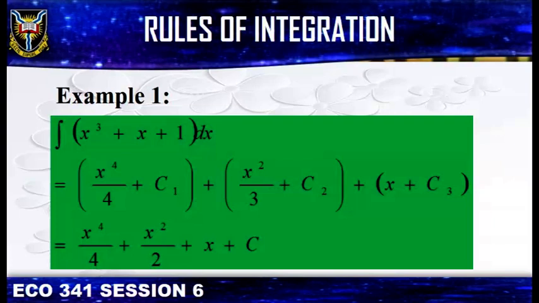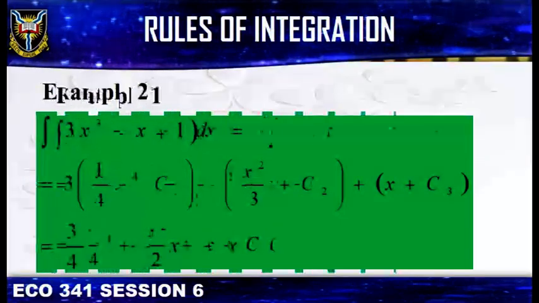Example 1. Integrate x cubed plus x plus 1 dx is equal to x raised to the power 4 over 4 plus c1 in bracket, plus x squared over 2 plus c2 in bracket, plus x plus c3 in bracket, is equal to x raised to the power 4 over 4 plus x squared over 2 plus x plus c.